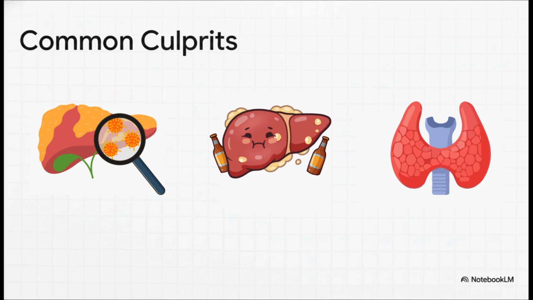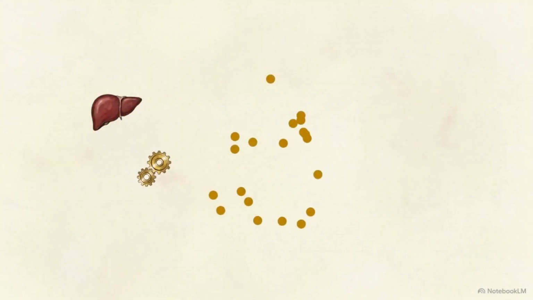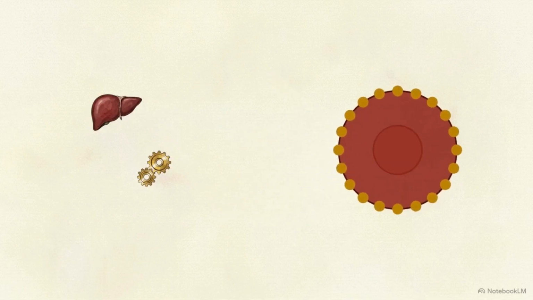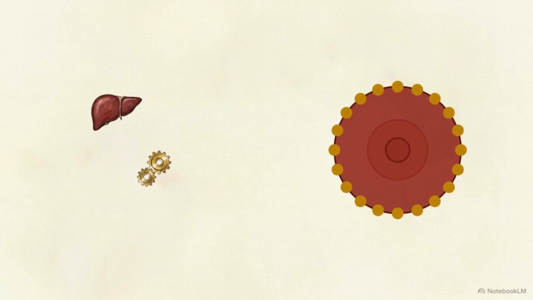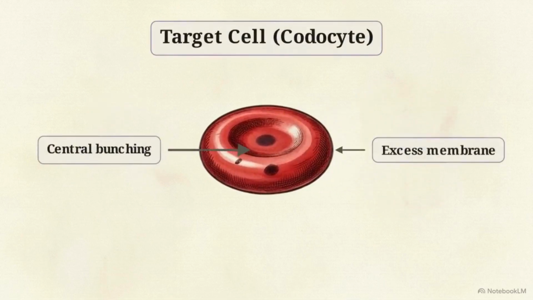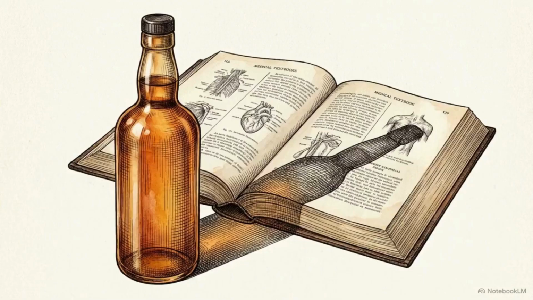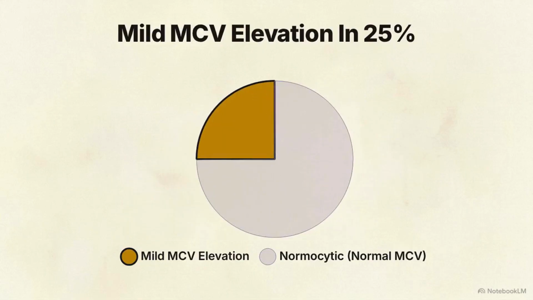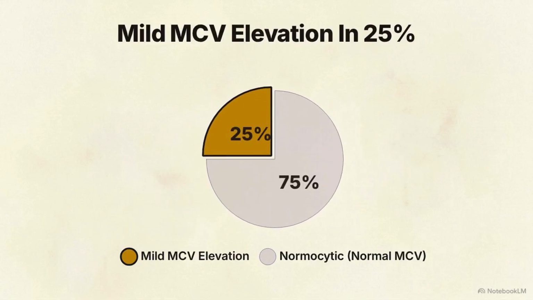Megaloblastic macrocytes are typically oval-shaped, but in liver disease, the excess membrane causes the cells to kind of bunch up in the center, creating these round target cells. So if we see perfectly round macrocytes in the peripheral blood smear, our suspicion should instantly shift to the liver, or maybe alcohol use. Now, for hypothyroidism, the macrocytes are usually normal to mild in size. We use TSH and free T4 tests to confirm what's going on.